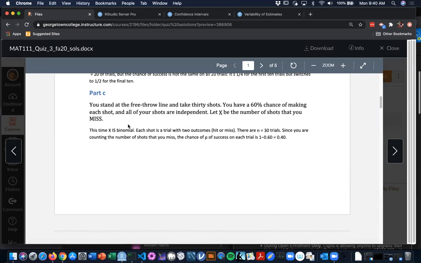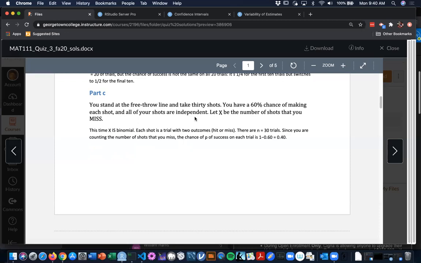Part C, standing at a free throw line, taking 30 shots, 60% chance of making each shot. All the shots are independent. Let X be the number of shots you miss. A lot of people correctly said that this is binomial because every shot's a trial. There's 2 outcomes, hit or miss. We've got this fixed number of trials here, 30 trials, and people said that, and that was great.